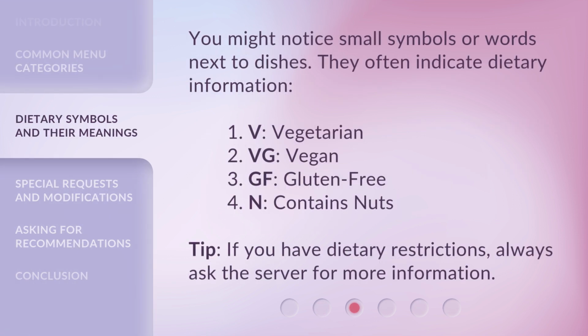You might notice small symbols or words next to dishes. They often indicate dietary information. 1. V. Vegetarian. 2. VG. Vegan. 3. GF. Gluten-free. 4. N. Contains nuts. Tip: if you have dietary restrictions, always ask the server for more information.